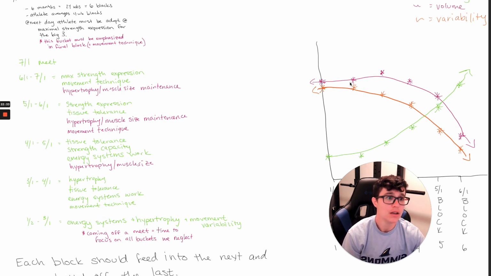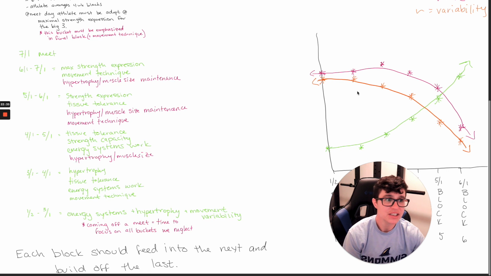Block 2. Volume is pretty similar and variability is also pretty similar. And you will see intensity stays about the same as well. Those 2 months are really about, again, energy systems, hypertrophy, adding more volume, or just moving in ways that we haven't moved in a while.